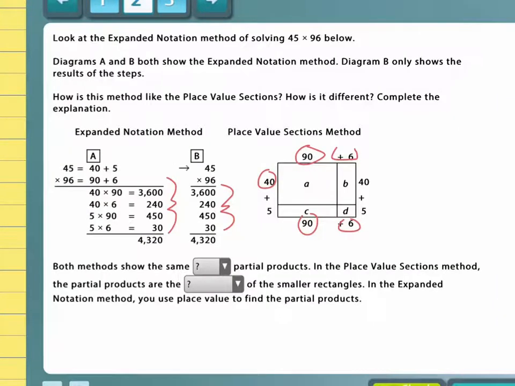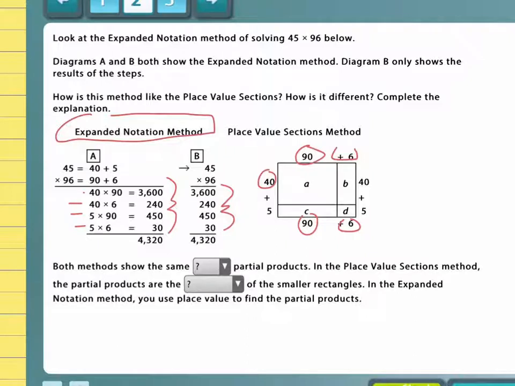All right, problem number 2. Basically, it's just looking at the different forms of multiplying. There's 3 different ways. You've got the expanded notation method here at the top, and there's 2 parts to it. Part A, you're saying 45 times 96, but that's the same as 40 plus 5 times 90 plus 6, and they do each separate part here.